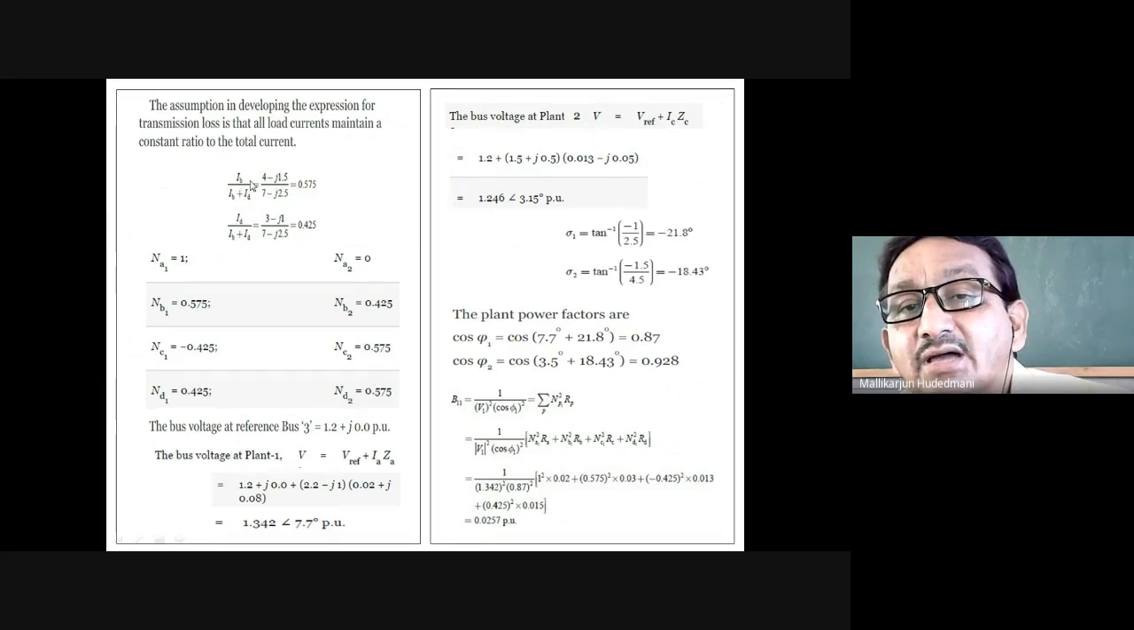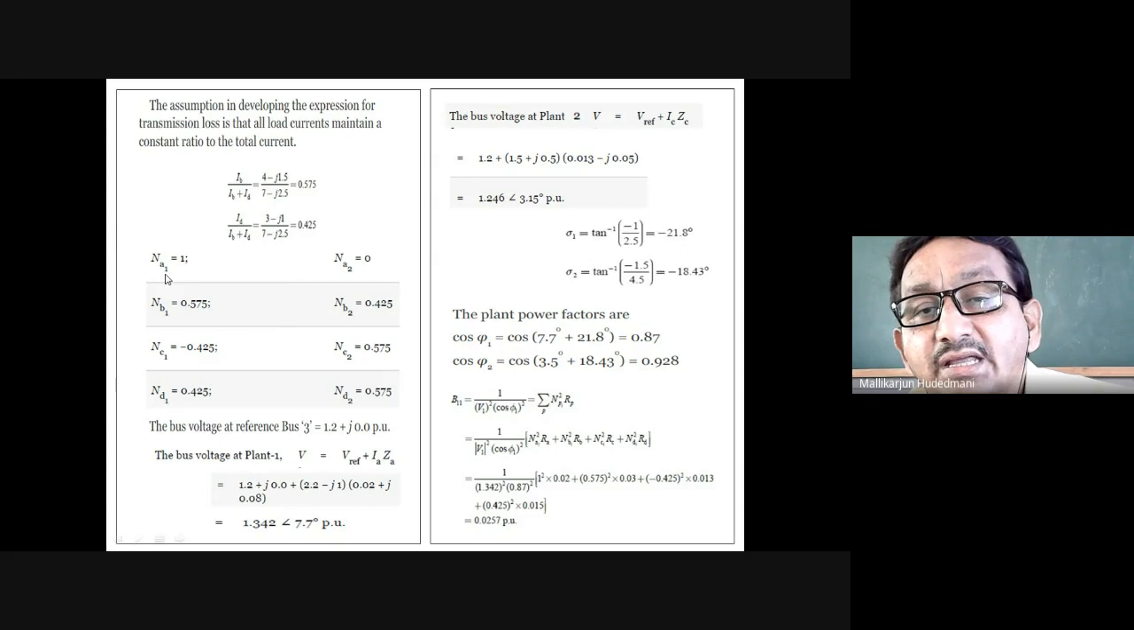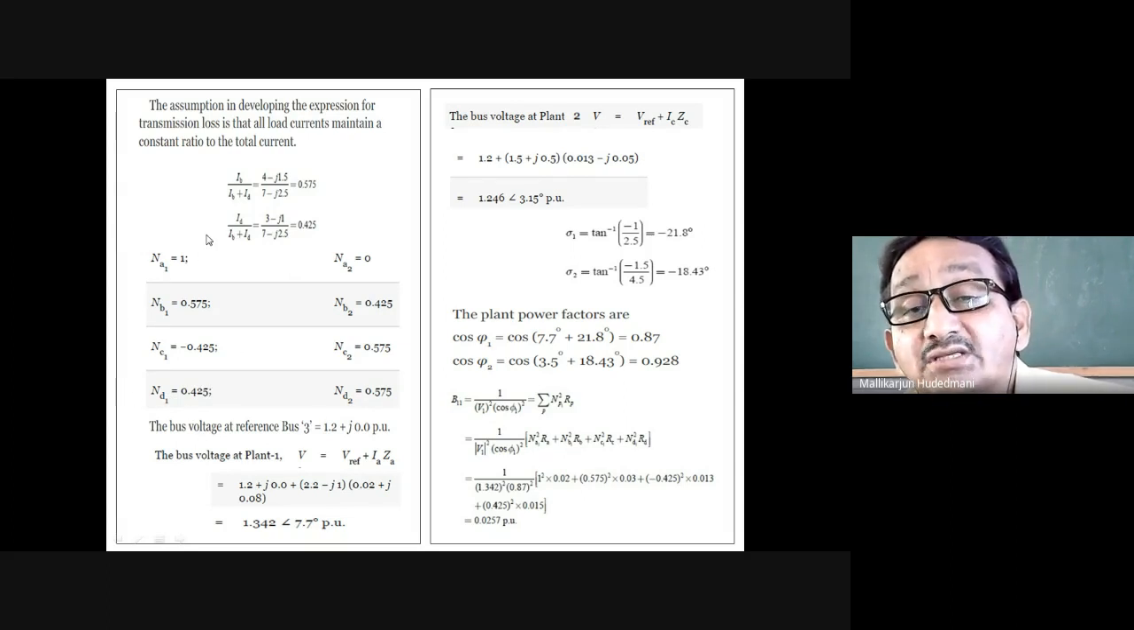So it is IB, 4 minus j1.5, IB plus ID. This is the fraction. It's called ratio. The second one is also a ratio. Now NA1, NB1, NC1, ND1 are the respective current distribution factors when load is dealt through generator 1 alone.